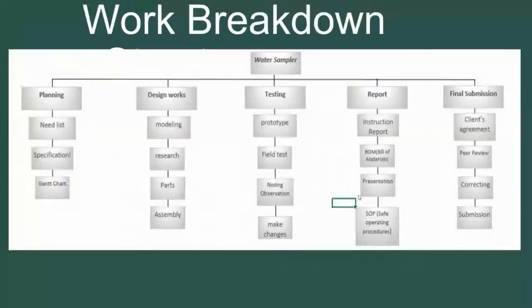After this one, we move on to work breakdown structures. Having a work breakdown structure in place is very useful as well, as it visually defines manageable chunks of the project that a team can understand. It helps us to make our project manageable. It also helps us to develop an accurate schedule so that we don't fall behind. We also split that into 5 main areas: planning, design work, testing, report, and final submissions.